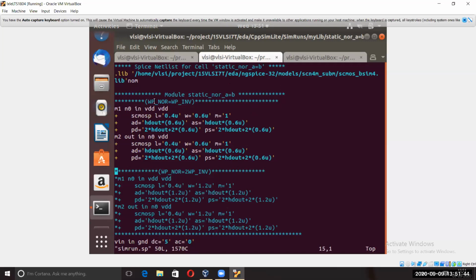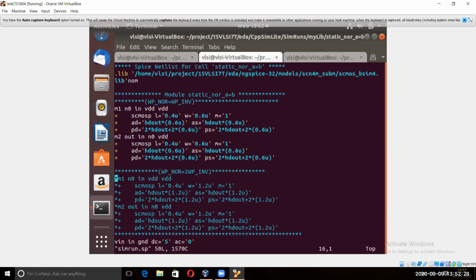So we are going here for the case of WP of NOR is WP of inverter. Means the widths of the PMOSes and the NMOSes are equal, that is 0.6, 0.6. You can see here the name of that SCN MOSFET, the PMOS. This is the area and the perimeter. Then this is how you have connected M1 and M2, the name of the device and their nodes and the voltage sources. That is the way in which you have to connect.